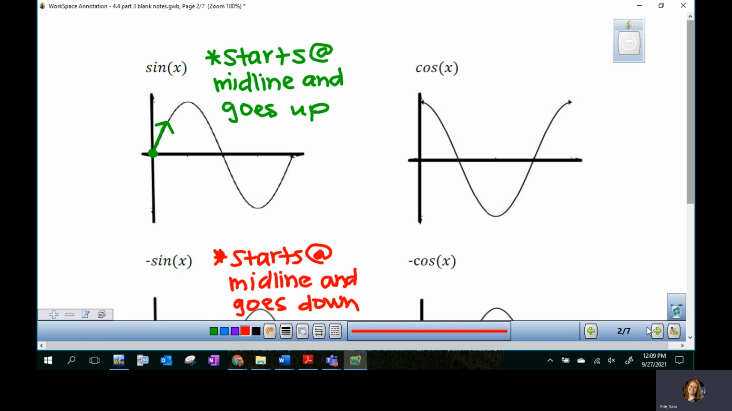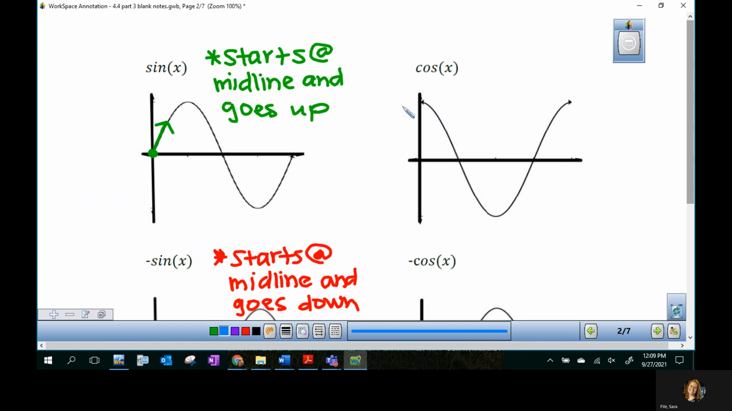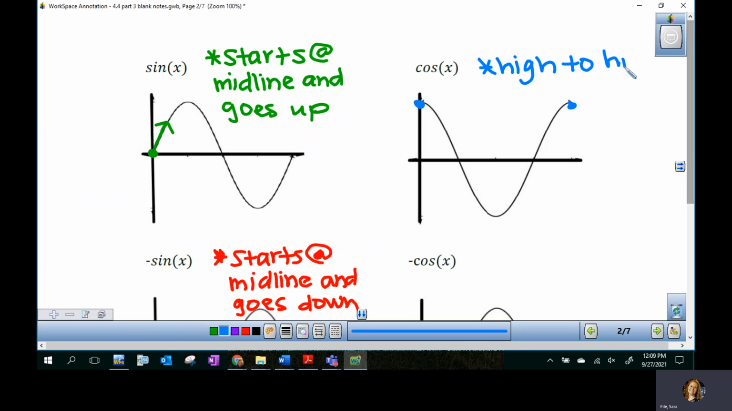Now what about cosine? Cosine starts at a high point and ends at a high point. So a cycle of cosine is high to high. If the cycle you are looking at in your graph goes from high point to high point, that's a positive cosine cycle. So it would be a plus in front of the A. The A would be positive.